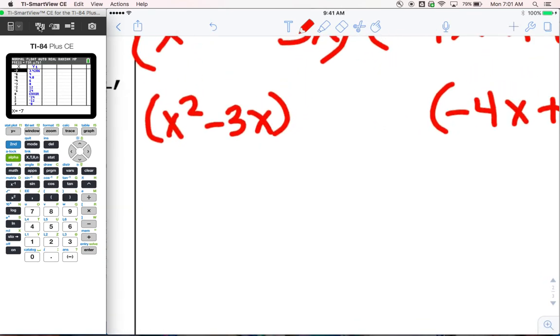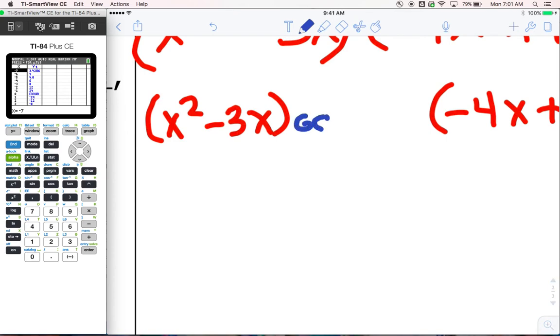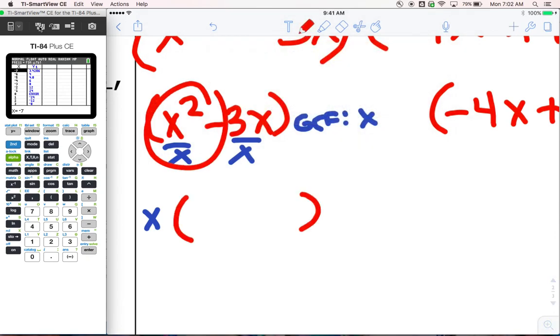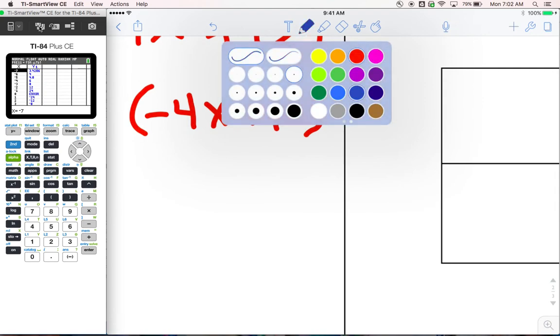All right, let's find my GCF for each of these little groups here. In this group, they both have an x, and that's the only thing they have in common, right? They don't have a common factor other than just x. So x is going to go outside my parentheses. An x cancels here, so I still have an x. These x's cancel, and I get a -3.